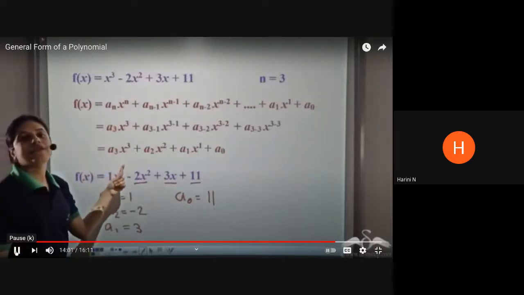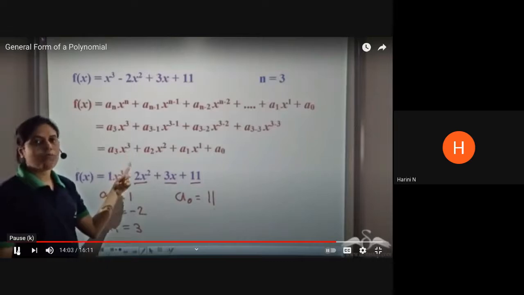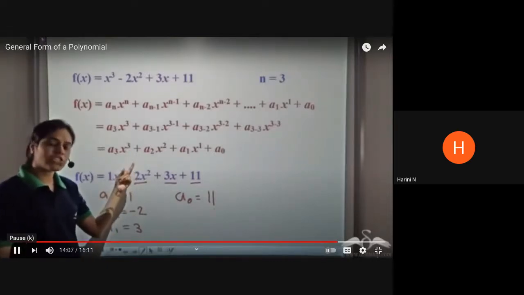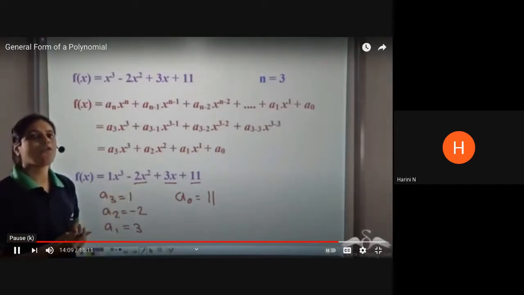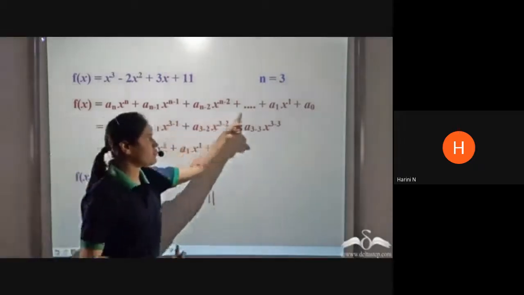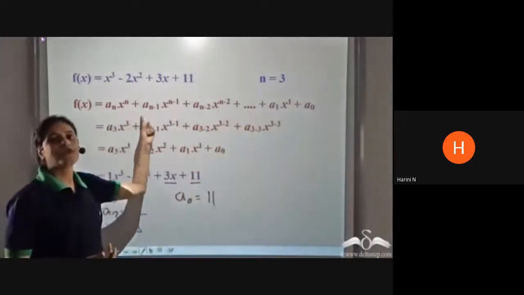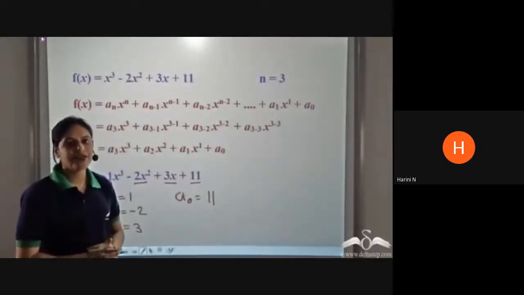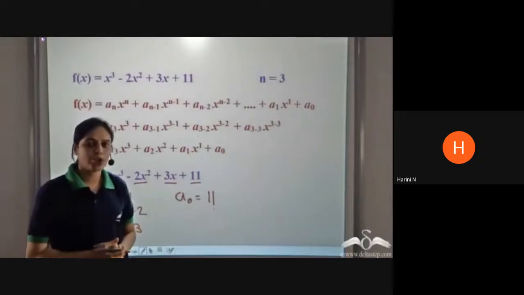This way, we can derive the general form of the polynomial of any degree. So we have seen the general form of a polynomial of degree 1, of degree 2, of degree 3, and using this general form, that is the general form of a polynomial of degree n, we can derive the general form of a polynomial of any degree.